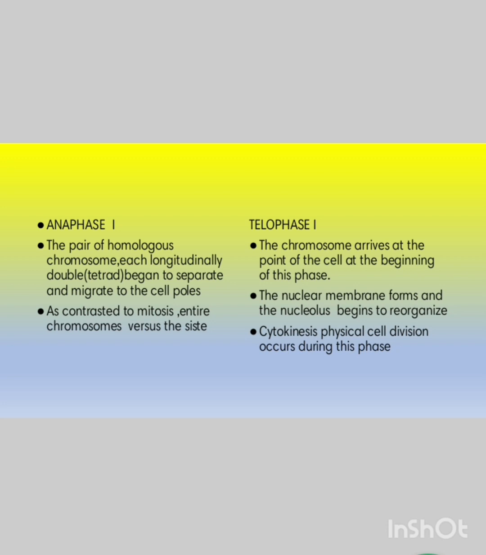Next, anaphase 1. The pairs of homologous chromosomes, longitudinally double tetrads, begin to separate and migrate to the cell poles, as contrasted to mitosis, where chromatids separate rather than entire chromosomes. And the next, telophase 1. The chromosomes arrive at the poles of the cell at the beginning of this phase. The membrane forms and the nucleus begins to reorganize. Cytokinesis, the physical cell division, occurs during this phase.